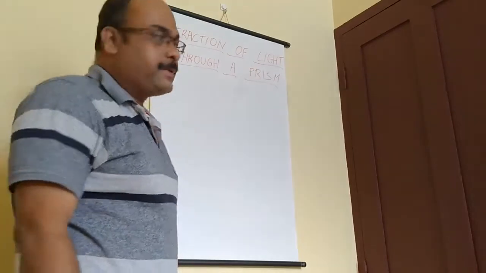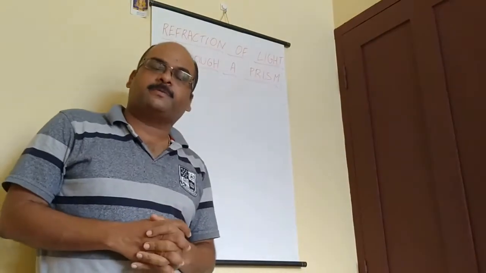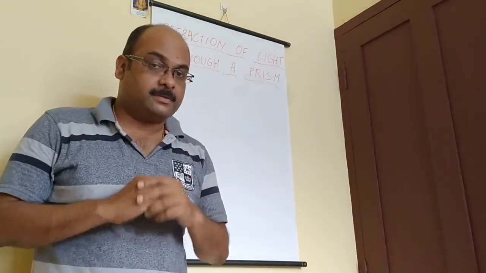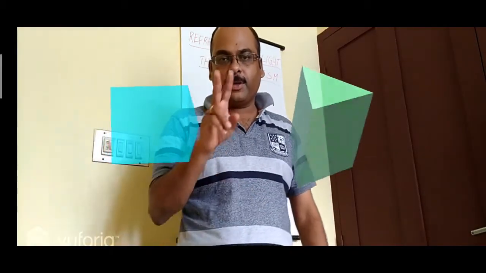In this video, we will discuss refraction of light through a prism. There are different types of prisms, but we will take the triangular prism as an example. On the screen, you can see two prisms, one on my right and one on my left.